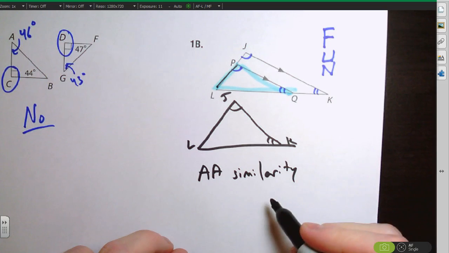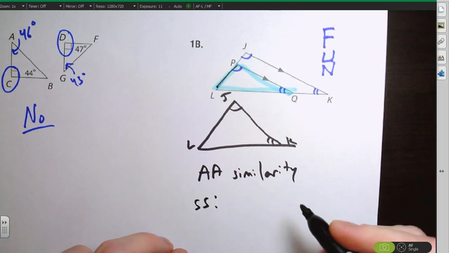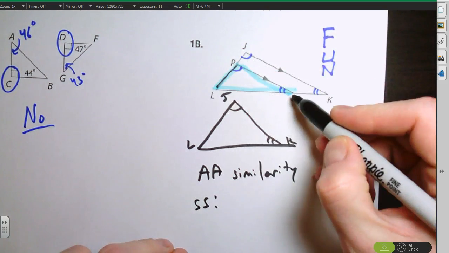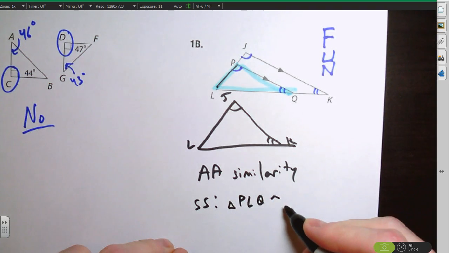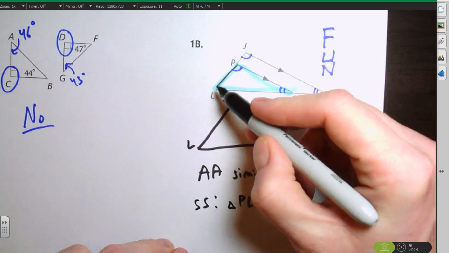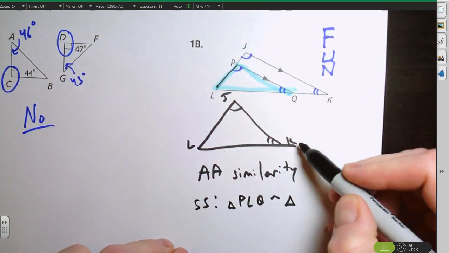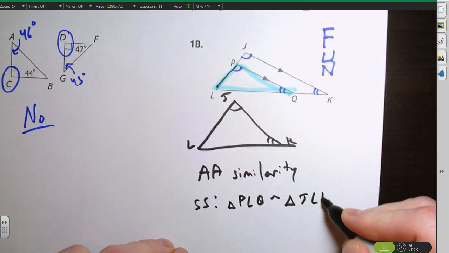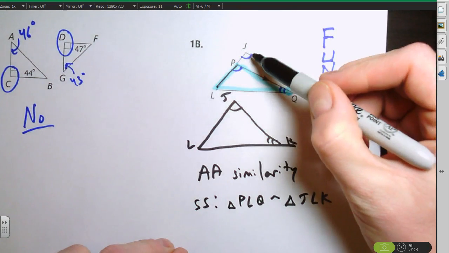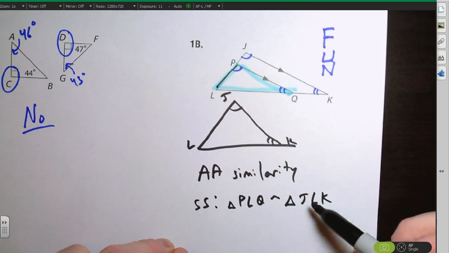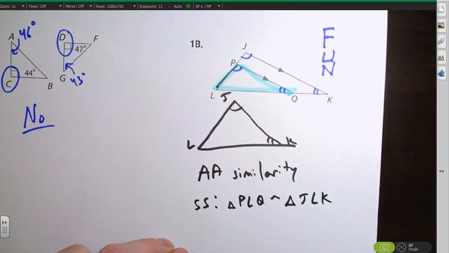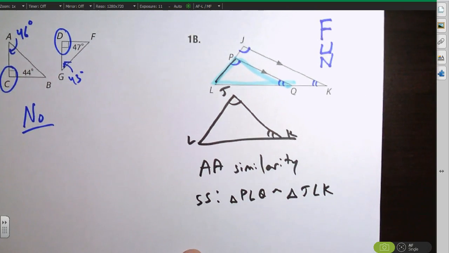Yes, angle, angle, similarity. The similarity statement then would be PLQ is similar to triangle JLK. P has a single mark, and so does J. L has no mark, so they correspond. And then K and Q have the double marks. Okay, so there we go.